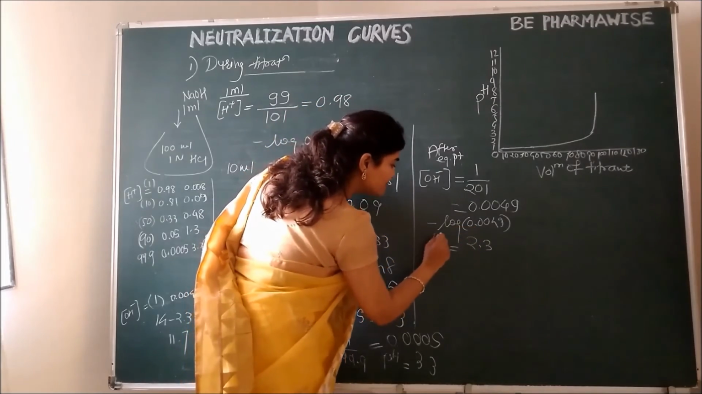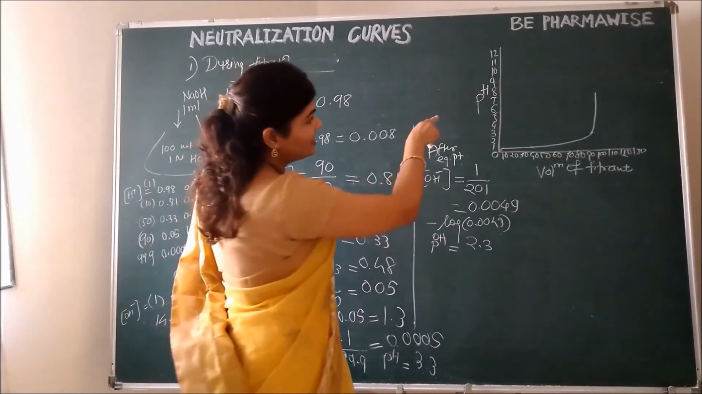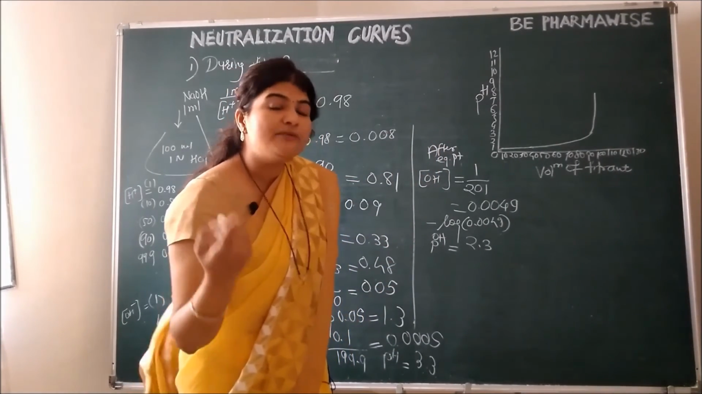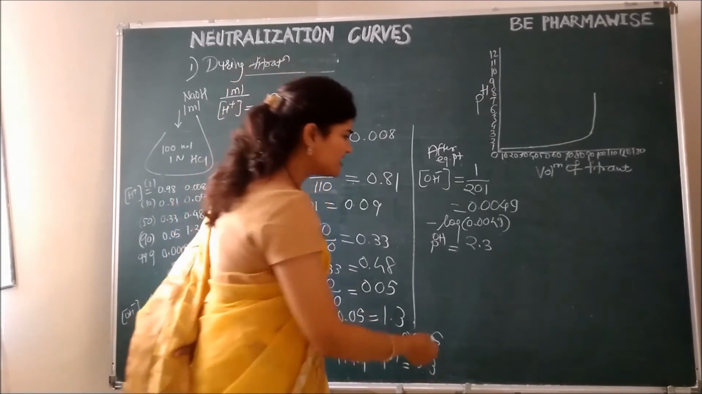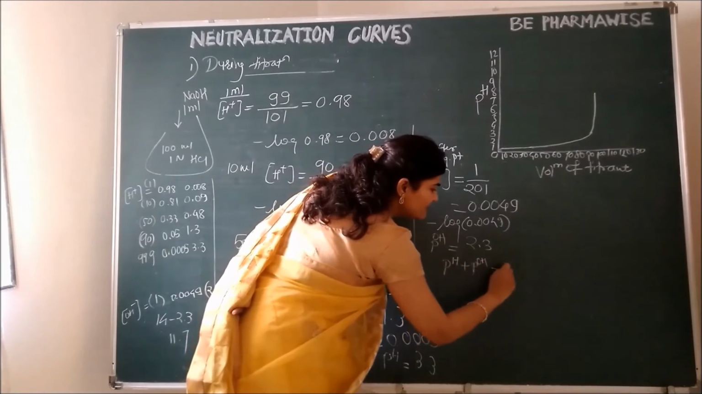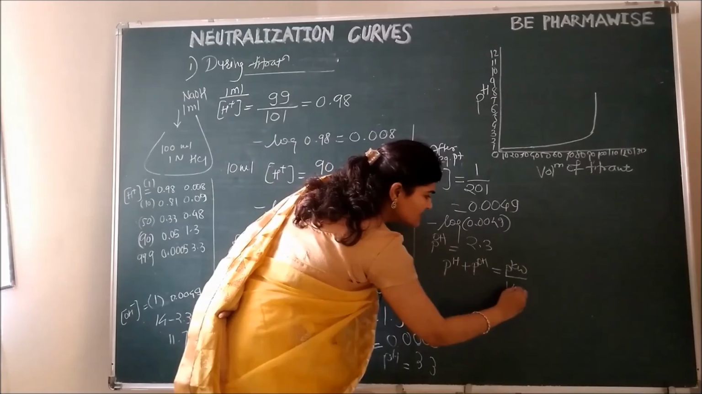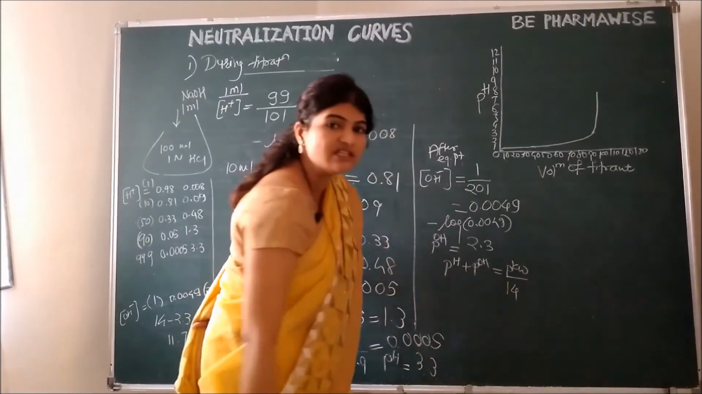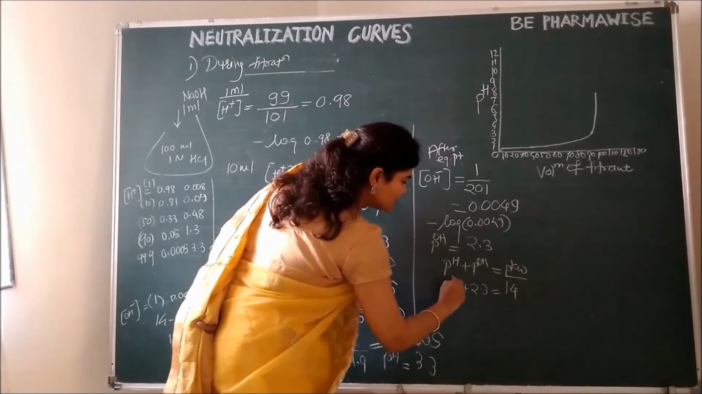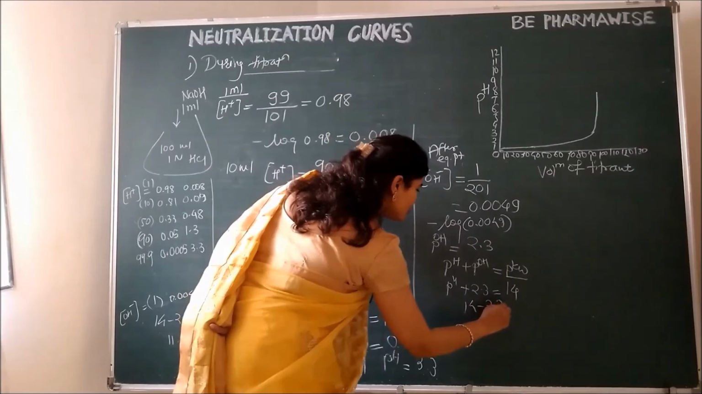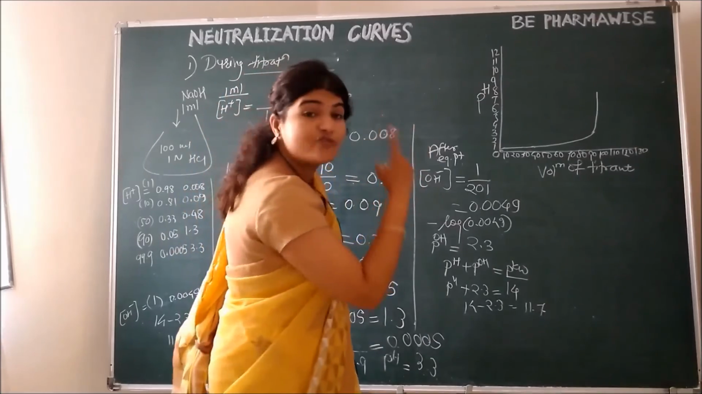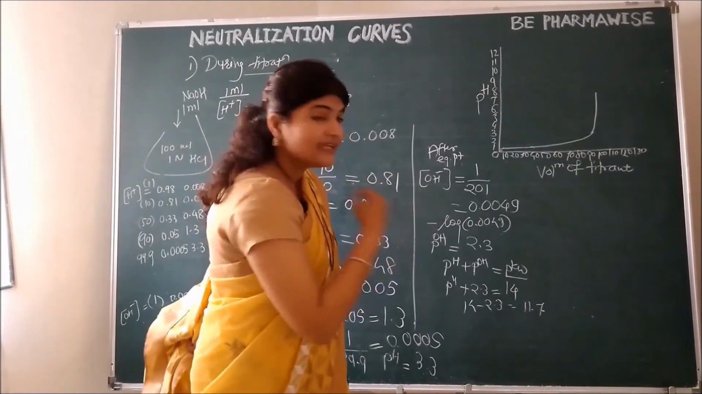So this value is pOH. But we are plotting the pH value, so we cannot take the pOH value there. So we have to convert that pOH value to pH value. Now how will you do that? With the very simple equation of the ionic product of water: pH plus pOH is pKw. pKw is 14, so pH plus pOH is 14. So if my pOH is 2.3, my pH must be 14 minus 2.3, which comes to 11.7. So after the equivalence point, from 7, my pH will go to 11.7.